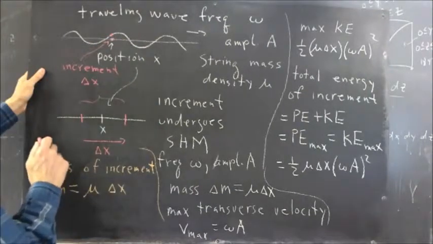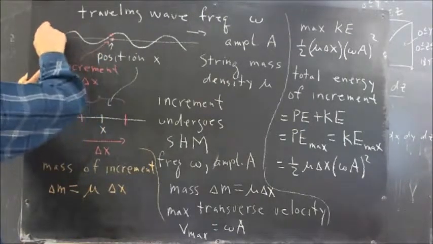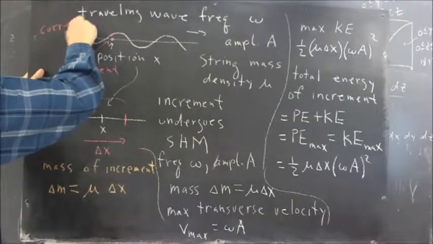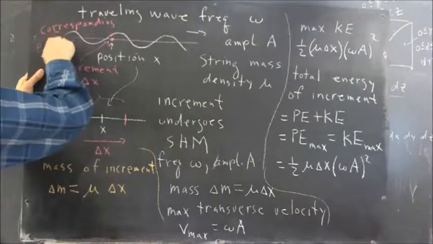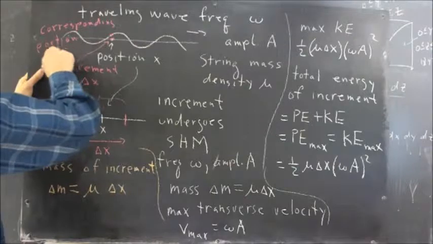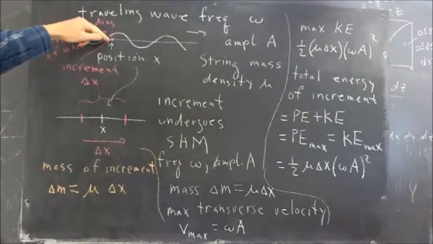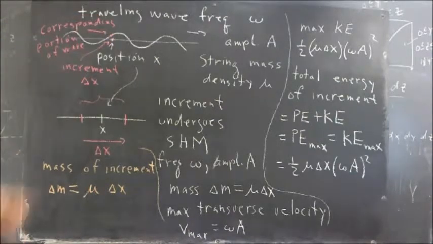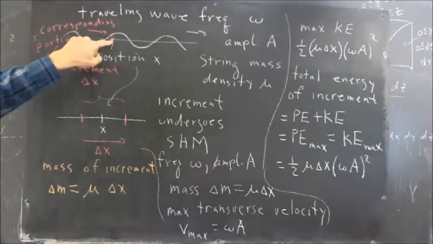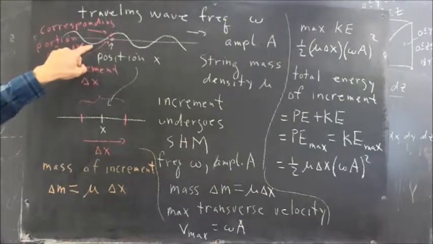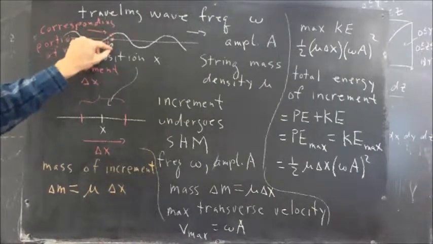And up here is that portion of the string. So let's call this the corresponding portion of the wave. So that increment is actually displaced up to here at this instant. Now, if the wave moves a little further, that increment is going to be back down at the equilibrium position. If the wave moves a little further, so that let's say the valley here is at position x, then that increment is going to be down here.